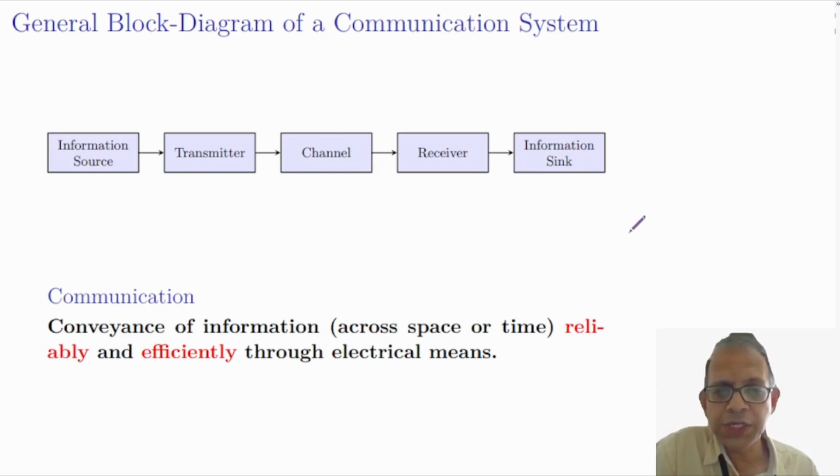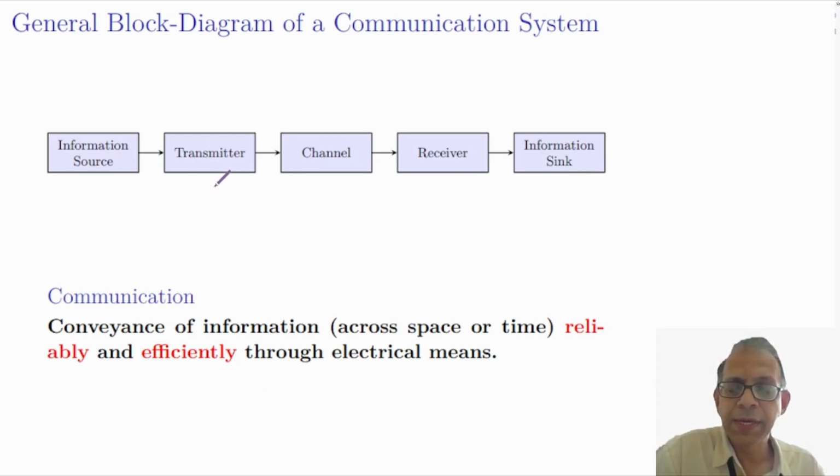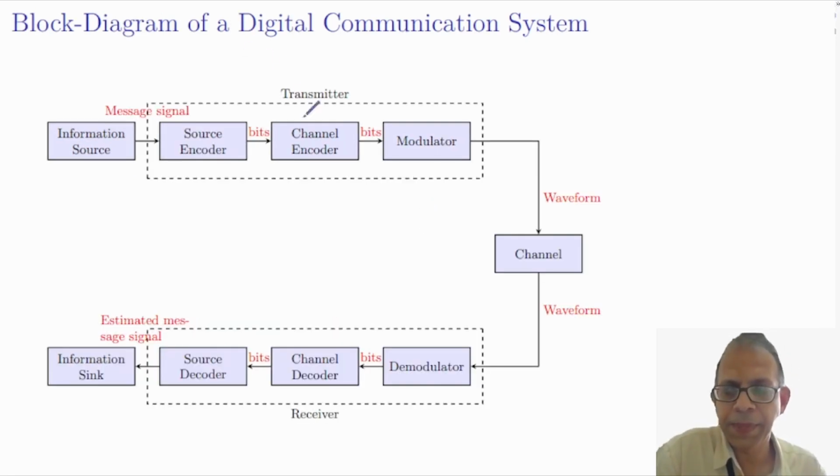Now, in order to achieve the objectives of reliability and efficiency, the transmitter and receiver blocks are further divided into other sub-blocks in a digital communication system, as shown here. The transmitter block is divided into a source encoder, a channel encoder, and a modulator, whereas the receiver is divided correspondingly into a demodulator, a channel decoder, and the source decoder.